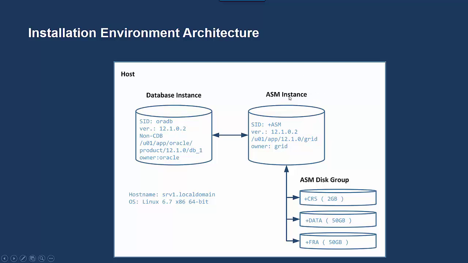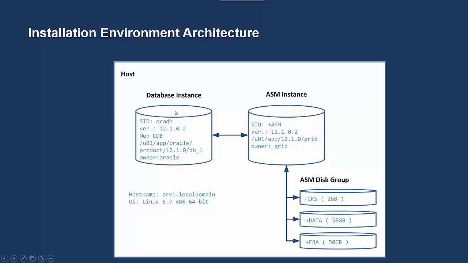We're going to start with creating the ASM instance using this release 12.1.0.2 and saving it into this home, user1 app 12.1.0 grid, and the OS user will be grid. This instance will use 3 disks: CRS, data, and FRA. The space of the first one is 2 GB. The other two, each of them has 50 GB size.